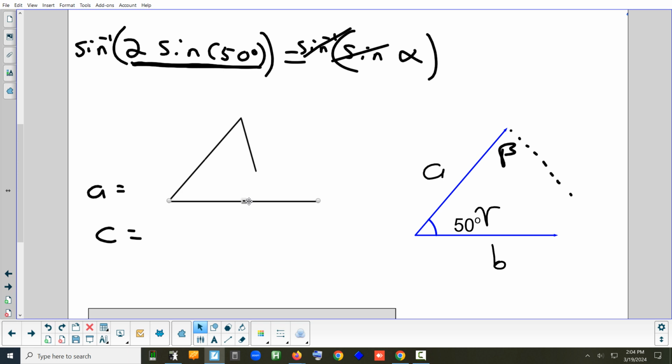Will I ever be able to make a triangle? No. To make a triangle, I'd have to be allowed to do something else. Make that side longer, make that side shorter, or be able to change this 50 degrees by rotating one of them up or down. But there's nothing I can do to make a triangle out of that. So that's a no solution case.